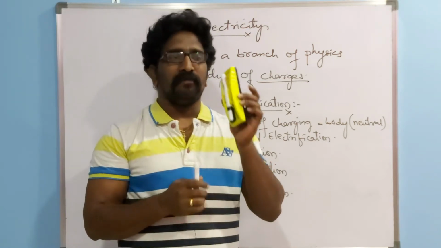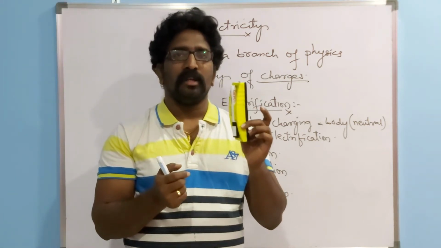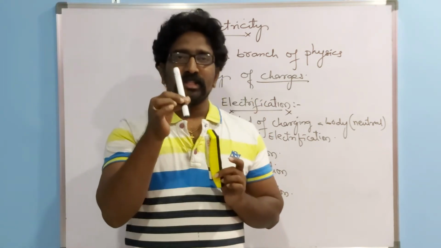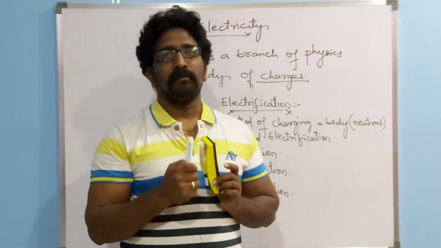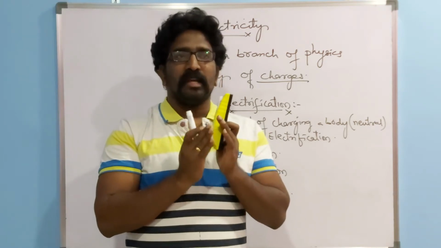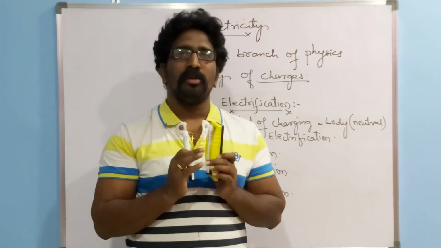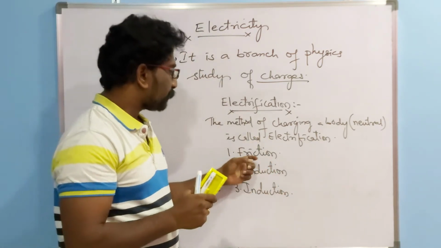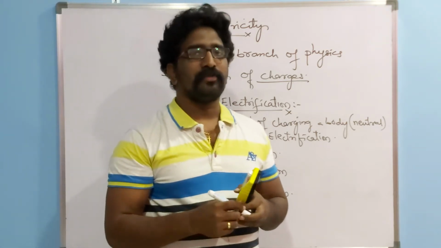It means that if this particular body has lost the electrons, I call it a positively charged body. Since this one has gained electrons, I call it a negatively charged body. So it's an electrification method formed by the rubbing of two bodies. That is called friction. Now let me give some examples for friction.